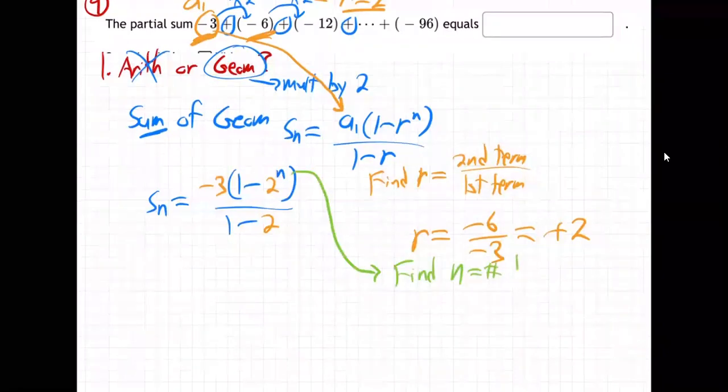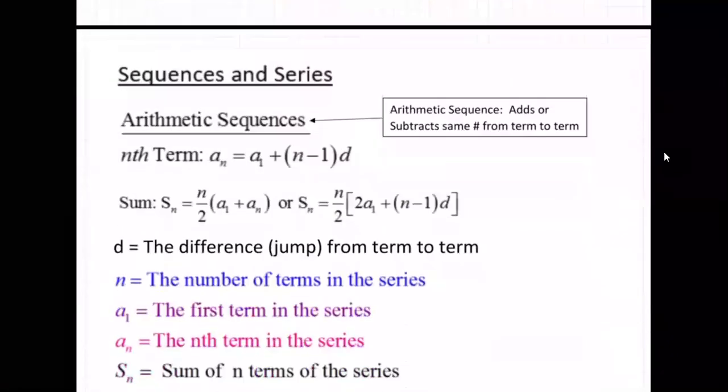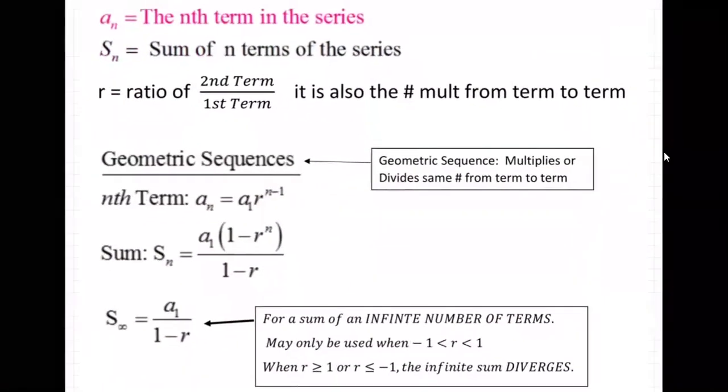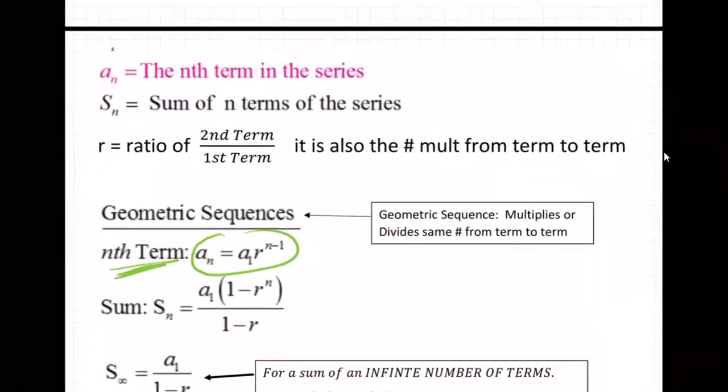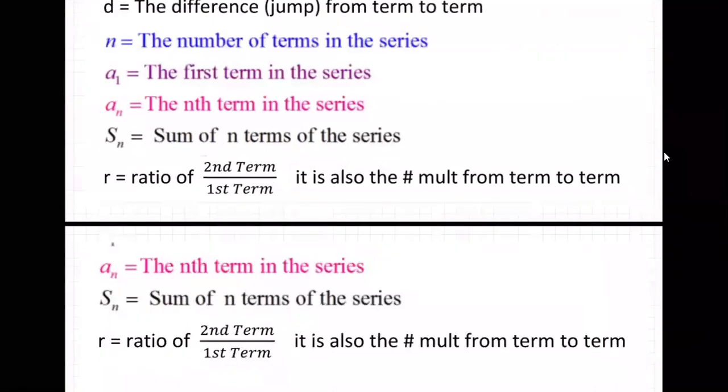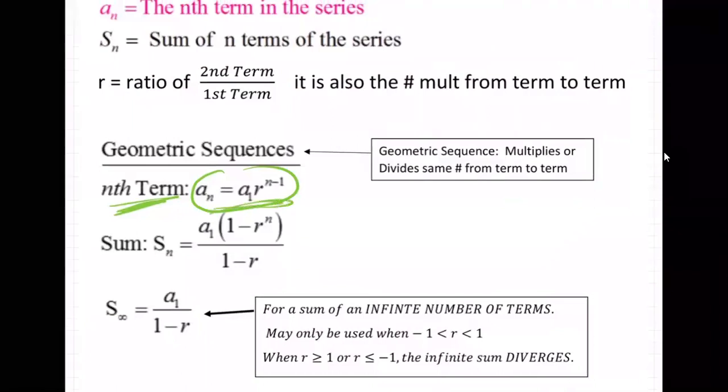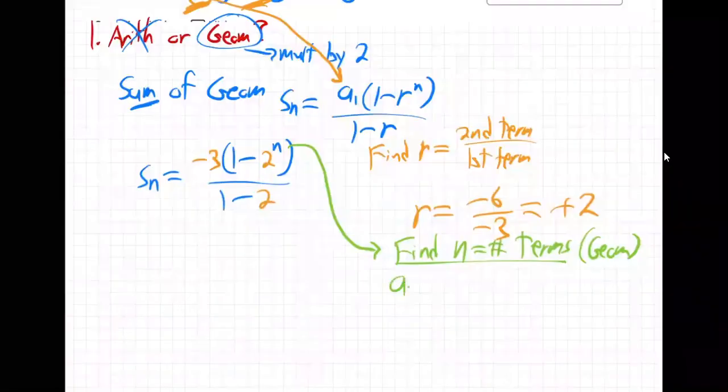N is the number of terms. So we're talking geometric again, still geometric. So I'm going to go to the geometric and grab the other formula now. Nth term formula. Remember, n is the number of terms. It says it right up here. So we've got to use the other geometric formula now. Nth term is a sub n equals a1 times r to the n minus 1.